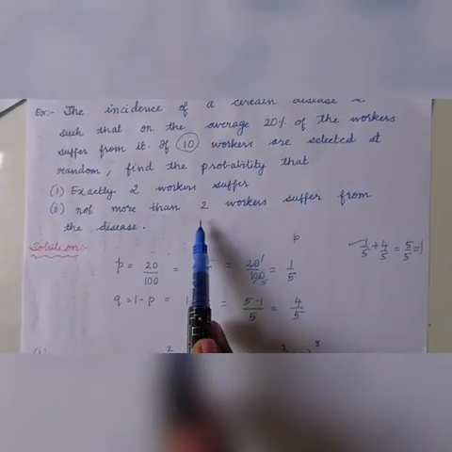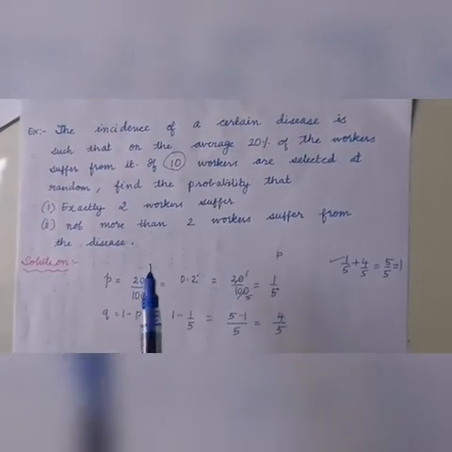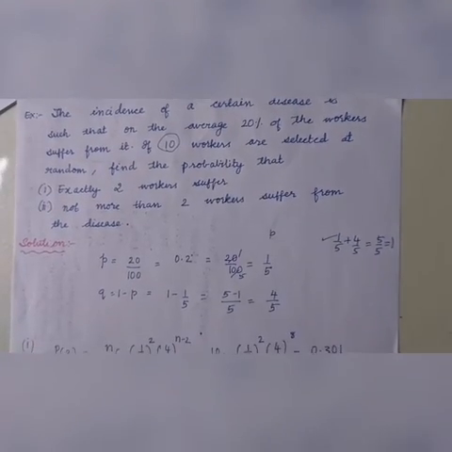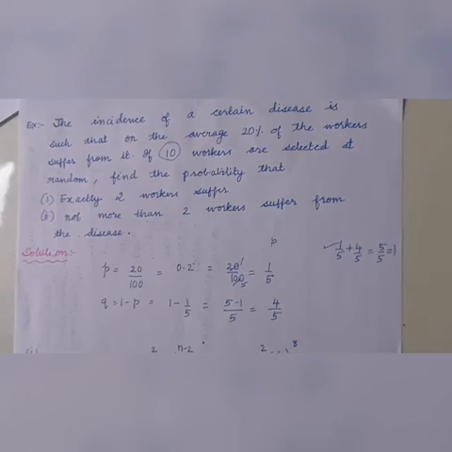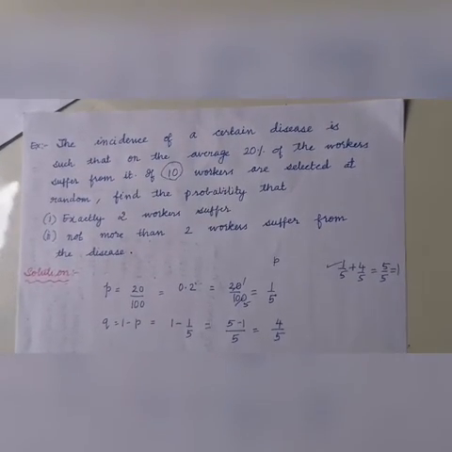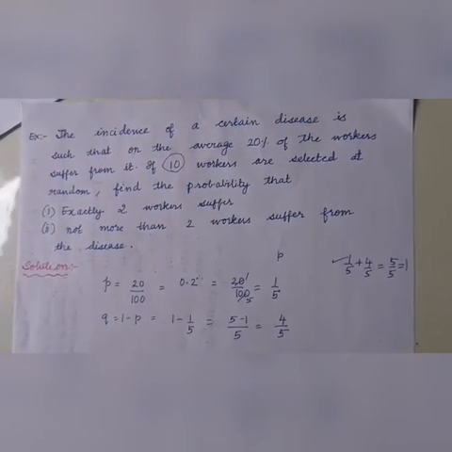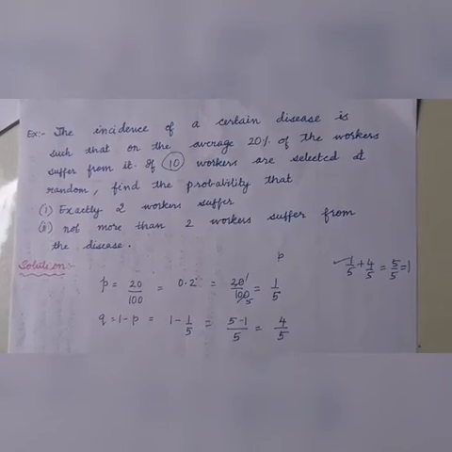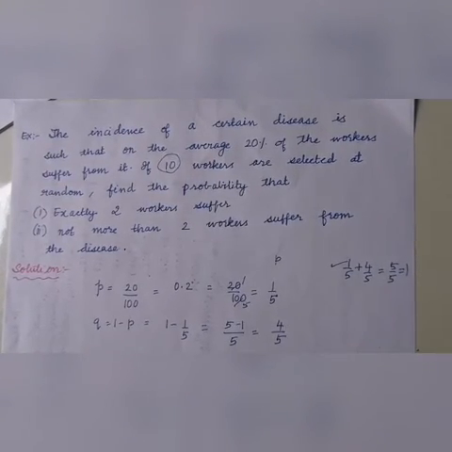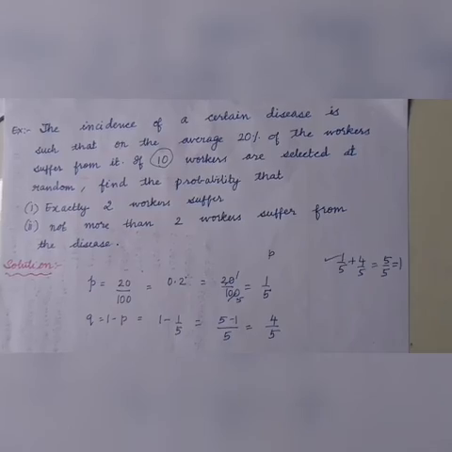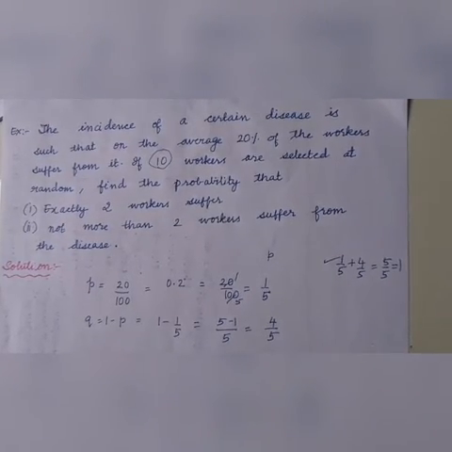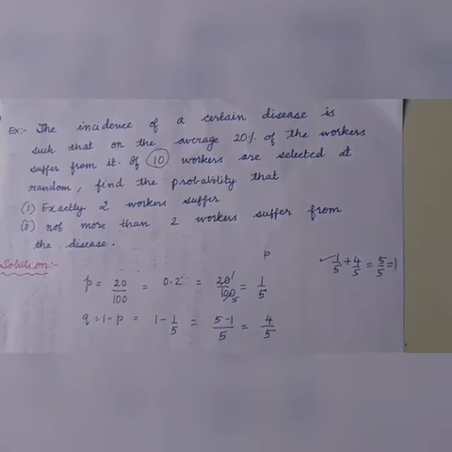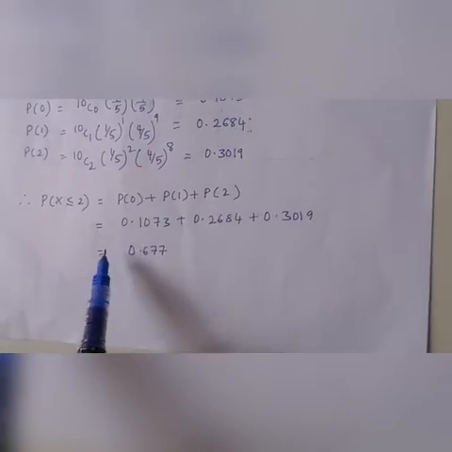Now in the question, if they ask you to find out that not more than 5 workers suffer, you have to take p of 0 plus p of 1 plus p of 2 plus p of 3 plus p of 4 plus p of 5. If they say exactly 5, you can directly calculate p of 5. If they say more than or less than, then you have to consider the inequalities, either less than or equal to, or greater than or equal to. Okay, now coming back to the solution.